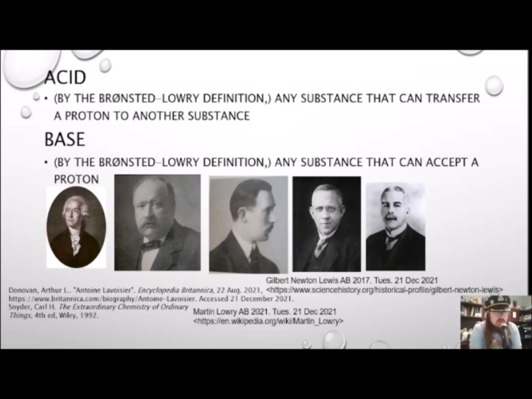The Bronsted-Lowry definition for acid is any substance that can transfer a proton to another substance. That is pretty much the same as the Arrhenius definition, produces a proton. However, the base is now defined in regard to that proton, and a base is any substance that can accept a proton. It no longer has to produce OH, it just has to accept a proton when I add an H. In the case of an anion like F minus, it could accept a proton to form HF.